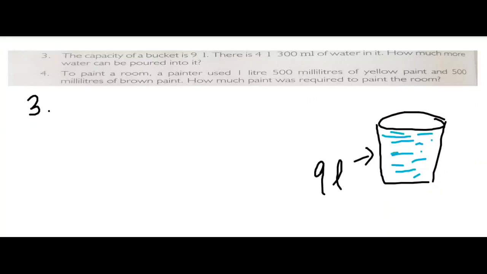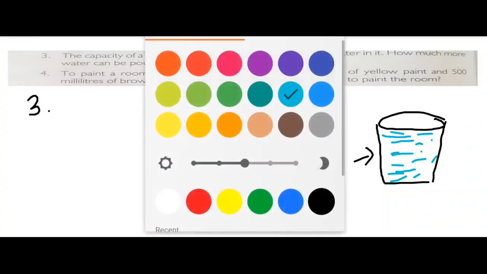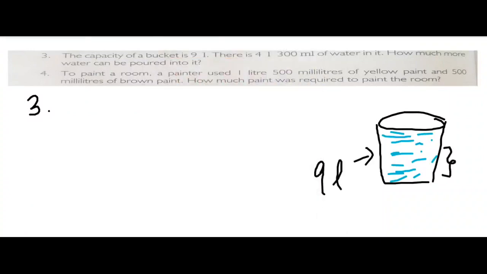If the bucket is full, it can hold 9 liters of water. And there is already 4 liters 300 milliliters of water, so maybe it may be till here. Yes, 4 liters 300 ml of water. So what you have to find is how much more water can be poured into the bucket.